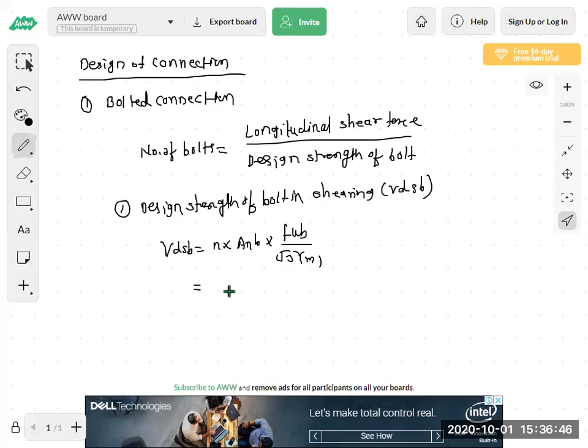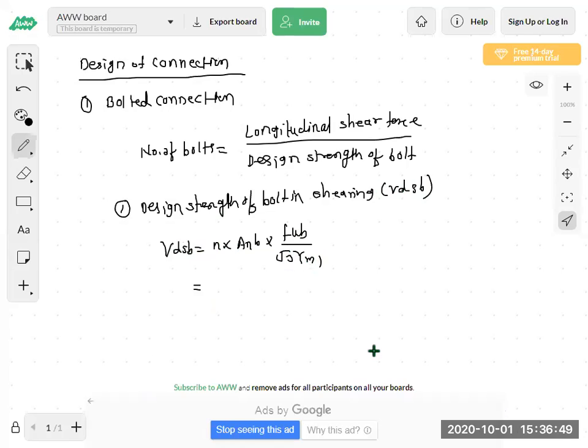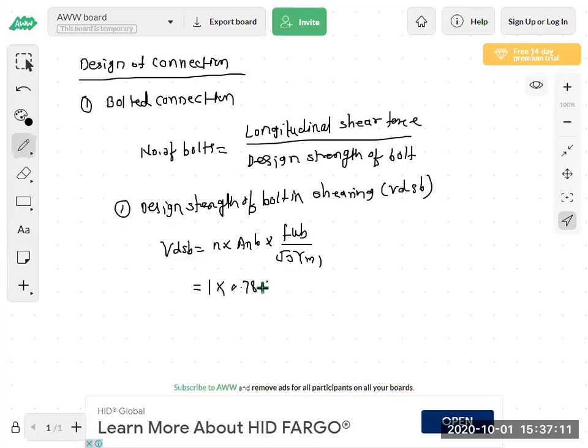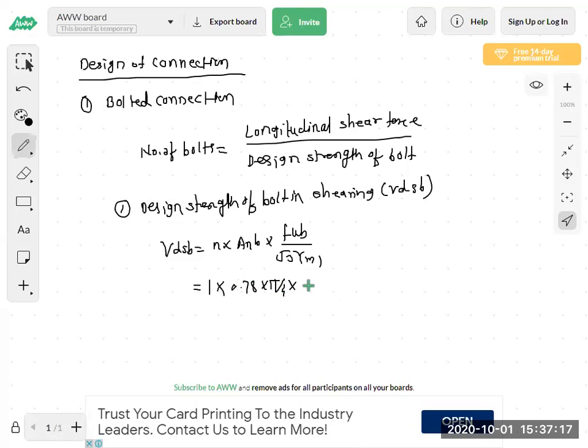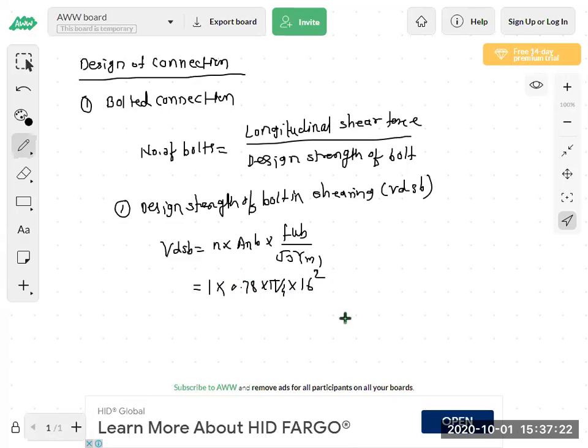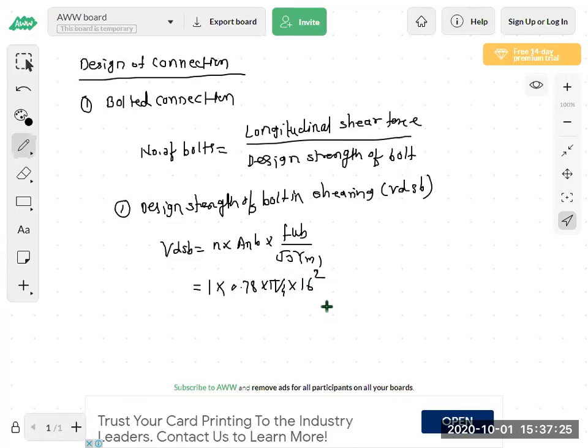As I told you in the last lecture, n is the number of shear planes, and for this batten system, here n is 1 only. So 1, because number of shear planes is 1. Then Anb is the net area of the bolt. So how to calculate net area of the bolt? 0.78 into pi by 4 into d square. Which diameter have we used? We have used the 16 diameter of bolt.